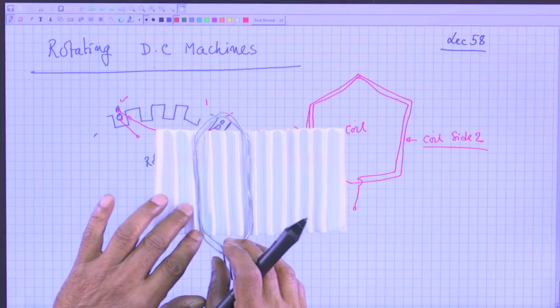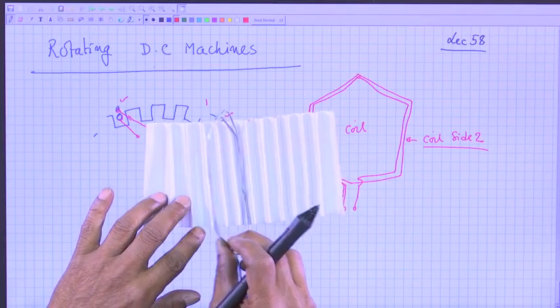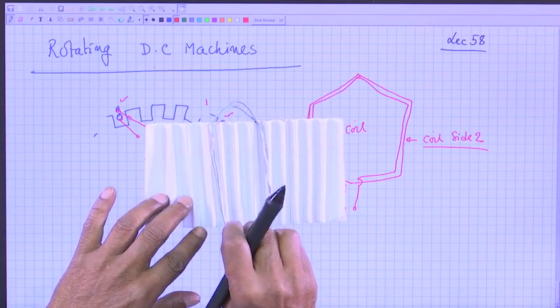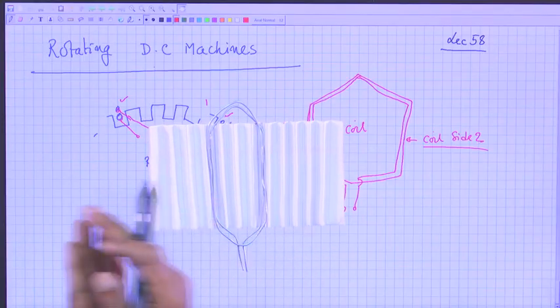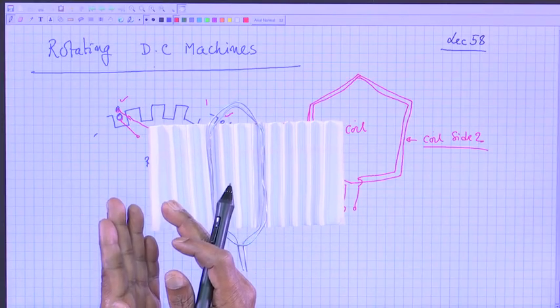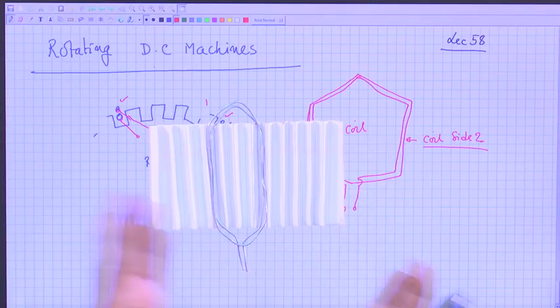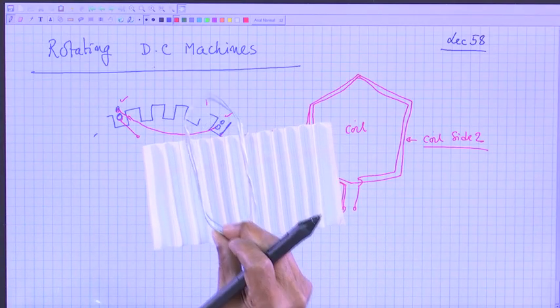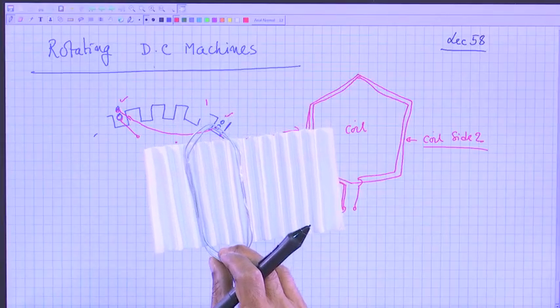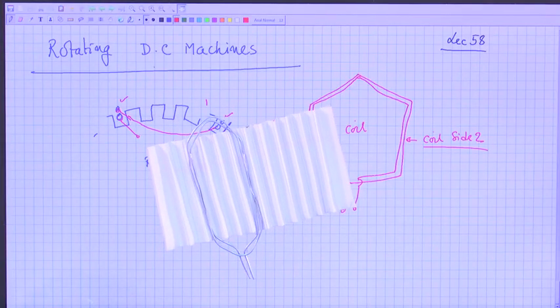This is one coil; another coil will also be placed in these slots, only displaced from the first coil by some space angle, that is all. But the idea is very clear. So, each coil will look like this, and it will be in this fashion.